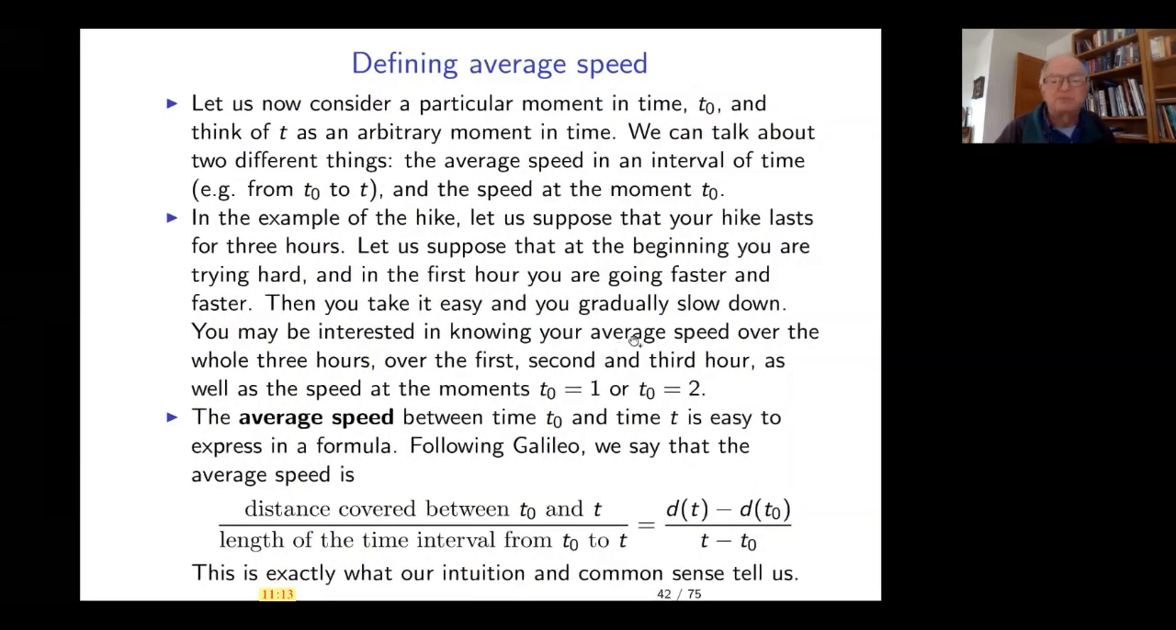And now, here I'm giving it as a formula: distance covered between t0 and t, that's d of t minus d of t0, over the length of the time interval from t0 to t, that's t minus t0. And this is the average speed between the two times t0 and t. So all the rest is just text explaining the same thing, I mean, this thing I just stated.